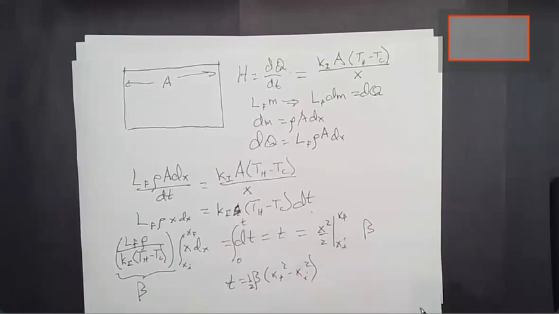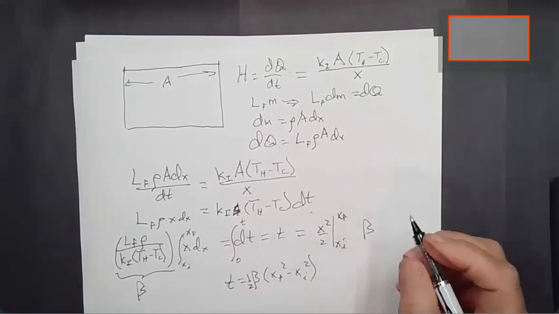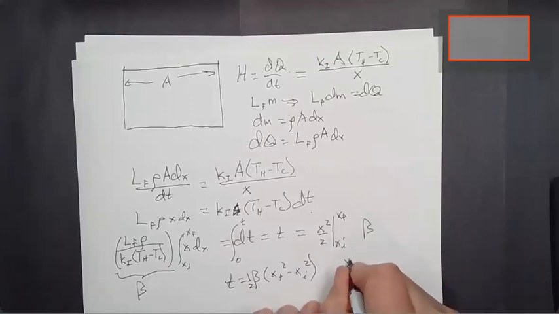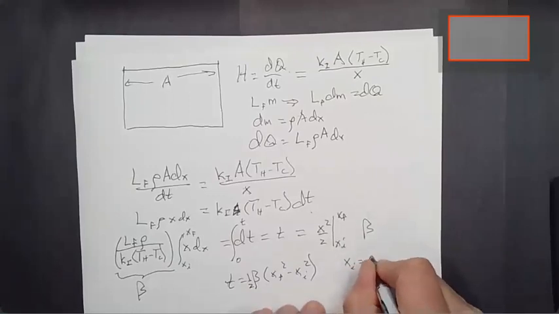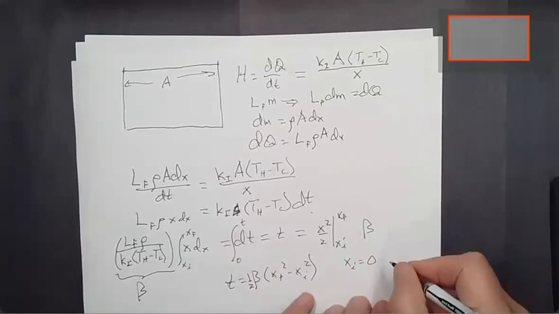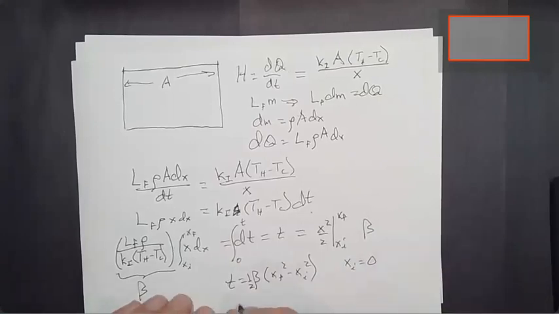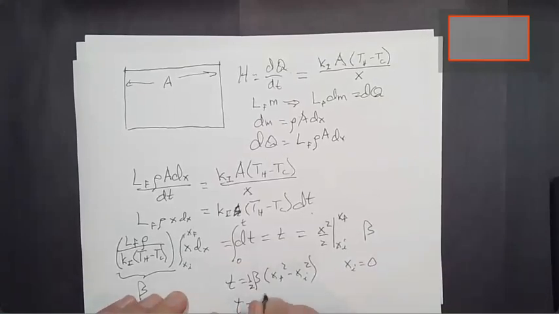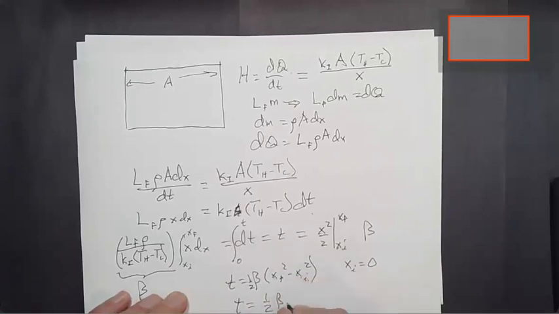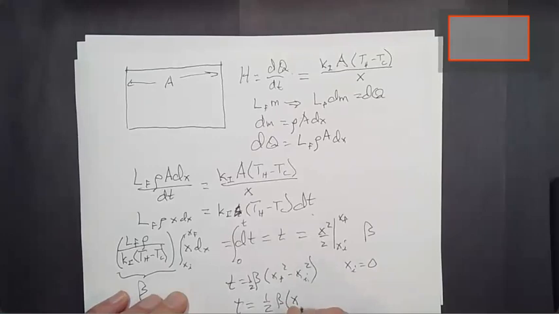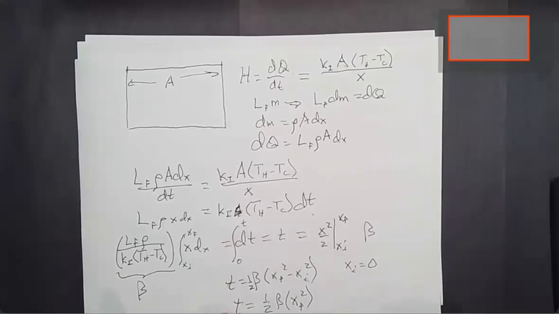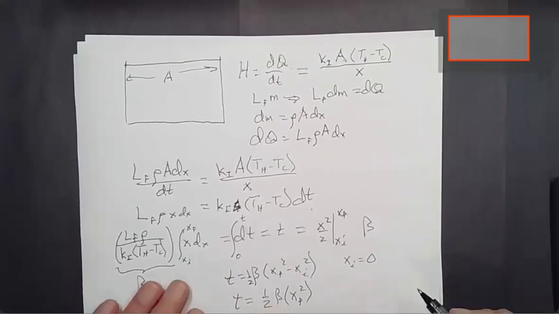Okay, well, what if x initial is 0? How long would it take to do it? Well, the time will end up being 1/2 beta. If x initial is 0, that just drops off the map, and I'll have x final squared. So that's how much time it would take to go from 0 to that thickness.